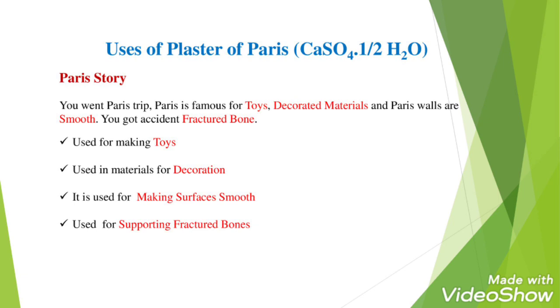In your Paris trip. Once again repeating, you went to Paris. Paris is famous for toys, decorated materials, and Paris walls are smooth. You observed Paris walls are smooth, and you got an accident, fractured bone in your Paris trip. From this story, you can write plaster of Paris is used for making toys, decoration material, making surfaces smooth, and supporting fractured bones.